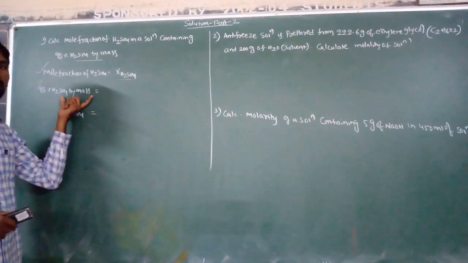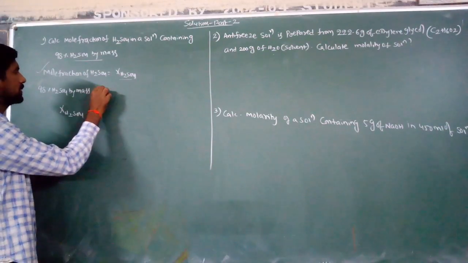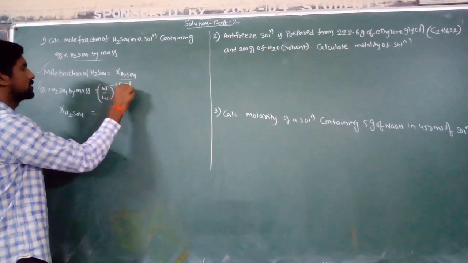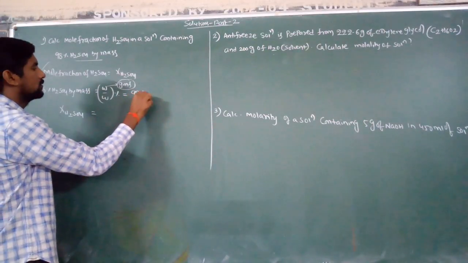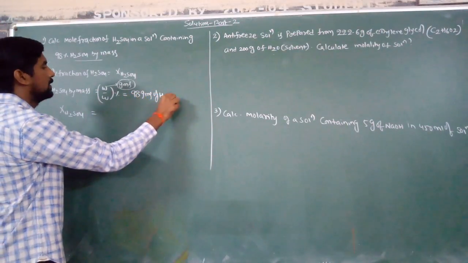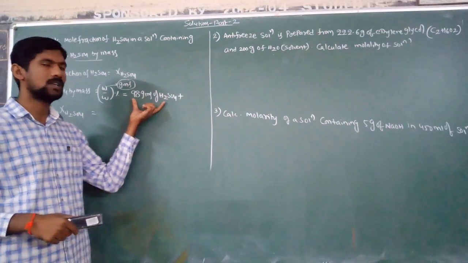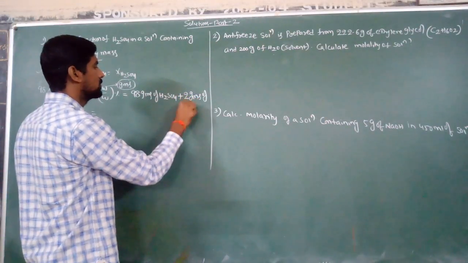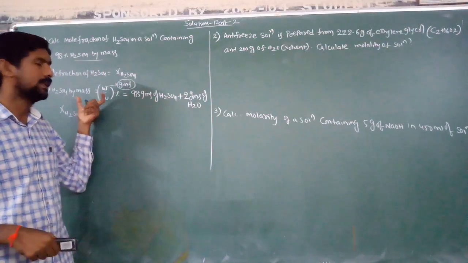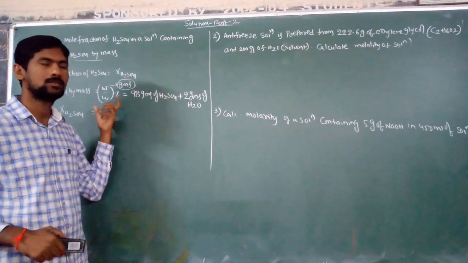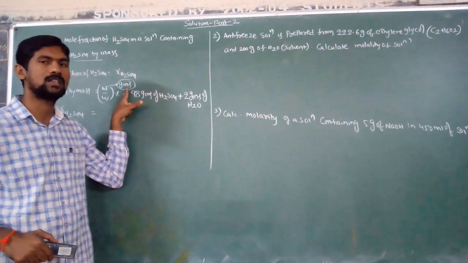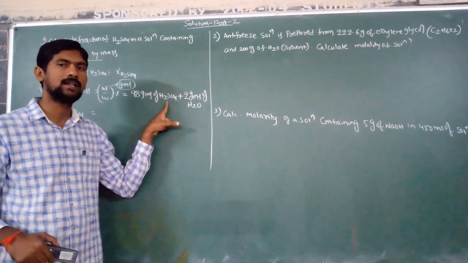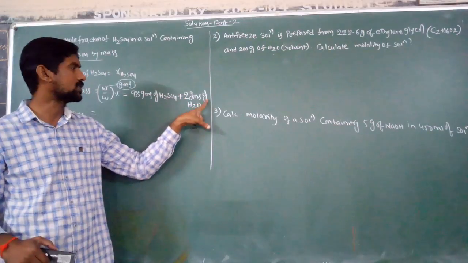So 98% sulfuric acid by mass means mass percentage. The unit of mass is grams. So 98 grams of sulfuric acid is dissolved in 2 grams of water. Both solute and solvent are expressed in terms of their masses, so 98 grams of sulfuric acid is dissolved in 2 grams of water.